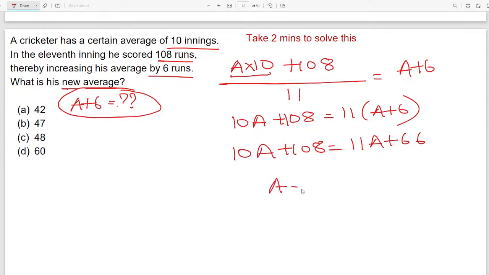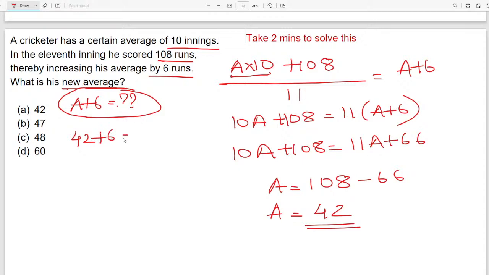A is equal to 108 minus 66, which is 42. We have A is equal to 42. But we need to calculate A plus 6, which is 42 plus 6 is equal to 48. The new average is 48, not 42. So people would have directly marked this. This is a trap. The correct answer is option C.